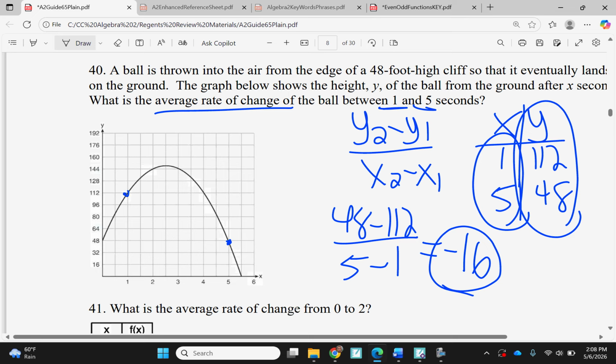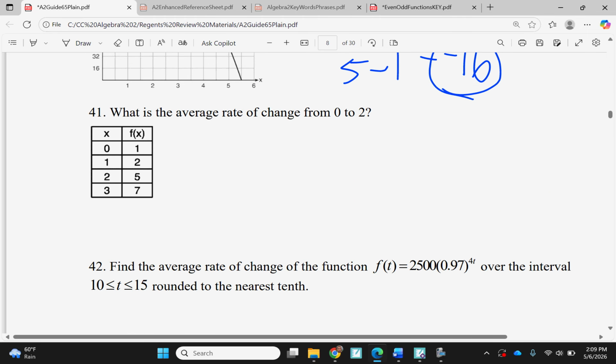The context sentences are not on the guide to 65, but you may be asked that. On average, from 1 to 5 seconds, the height of the ball decreased by 16 feet per second would be the context sentence.